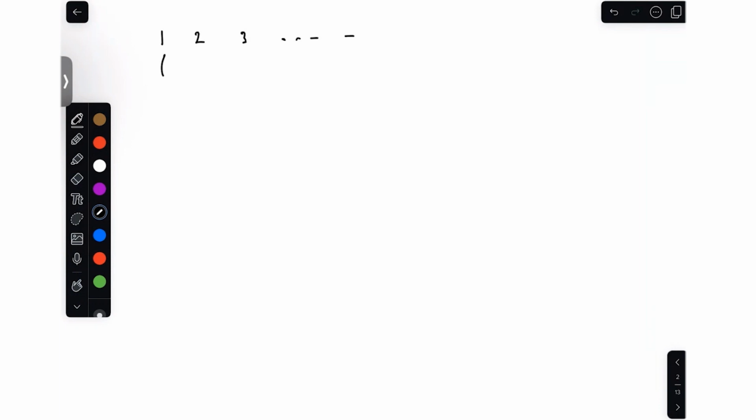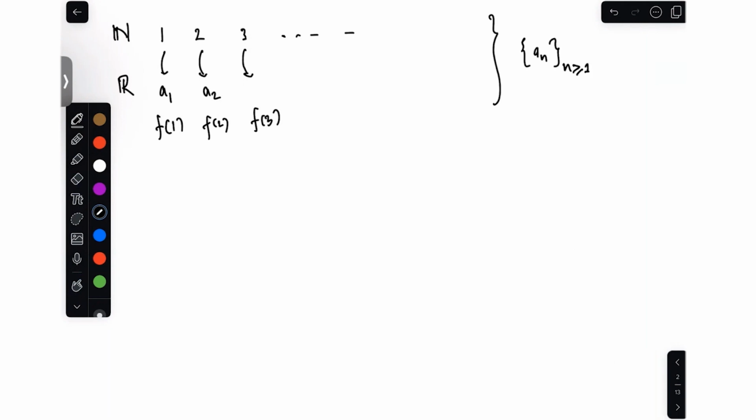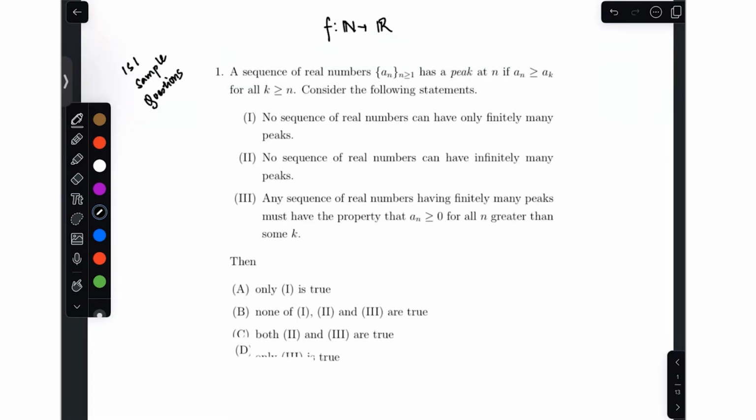You're assigning a real number to each of these, which you call a1, a2, or f1 or f2. It's a mapping from this natural number set to a real number set. This output, you are calling like this. So together, a sequence is represented like this, when n is greater than or equal to 1. This is how it's represented, right? And that's what you are seeing here.